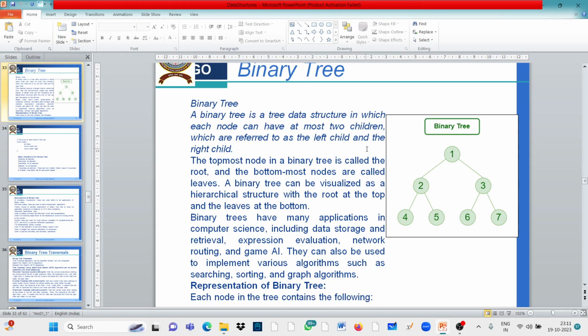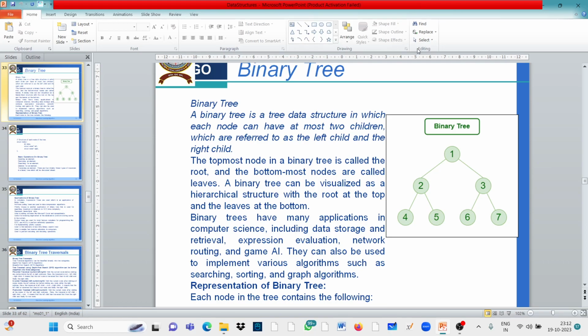Then we narrow our study to different types of trees. One is the binary tree. What is a binary tree? Bi means two. So a binary tree is a tree data structure in which each node can have at most two children. At any cost, you cannot have more. It can have no children, it can have one child, or at best it can have two children. You cannot have three children at all.